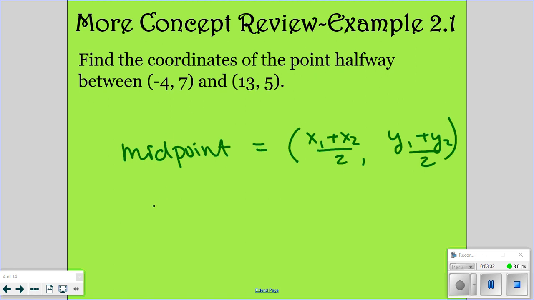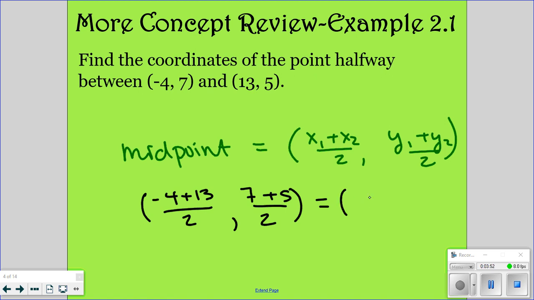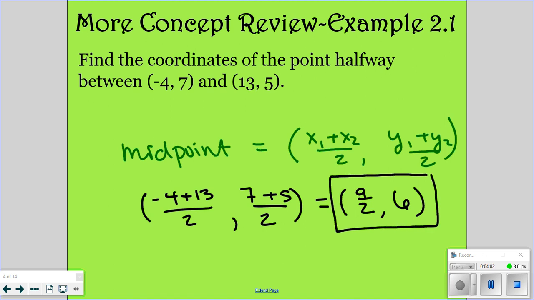So our x values are -4 and 13. So we just add -4 plus 13 together and divide by 2. And then 7 plus 5, those are our 2 y values. Add them together and divide by 2. -4 plus 13 is 9 over 2. 7 plus 5 is 12 over 2, which reduces to 6. So there is your midpoint. So that's how you would find your point halfway between the two.